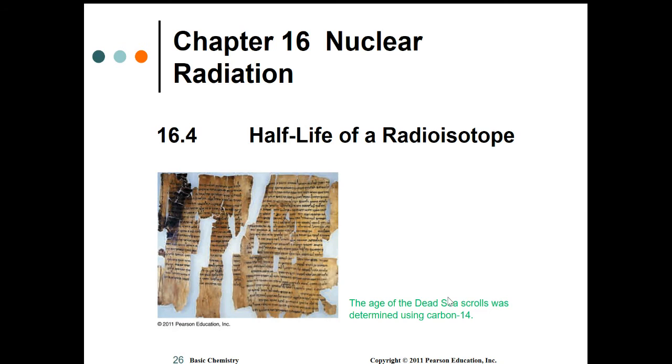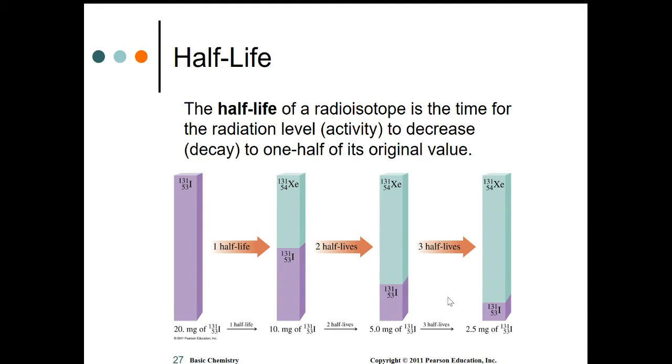So let's go to half-life. Okay, so this is a picture of a Dead Sea Scroll, and they were able to determine the age using carbon dating, carbon 14. So what is half-life? The half-life of a radioisotope is the time for the radiation to decrease to 1/2 of its original value. For example, let's say you were exposed to a certain radiation. How long does the radiation last in your body, and what's the half-life? So just making sure that you're safe.